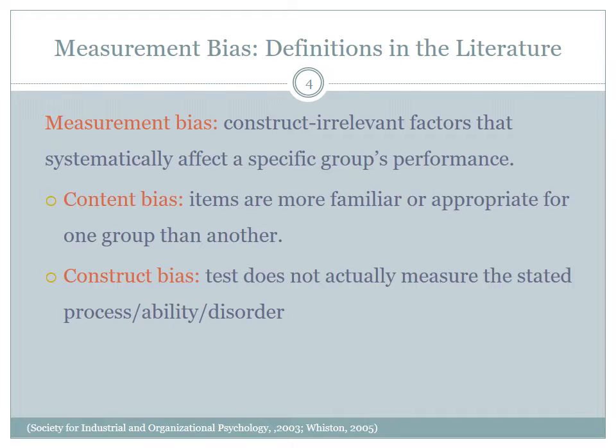So content bias, the term content bias, refers to items that are going to be more familiar or more appropriate for one group than another group. It could be a cultural group, a gender group, an age group. And then construct bias refers to the degree to which a test does not actually measure the stated process, ability, or disorder.